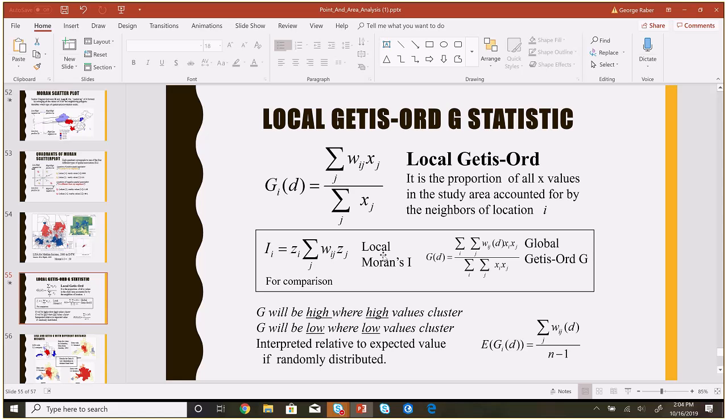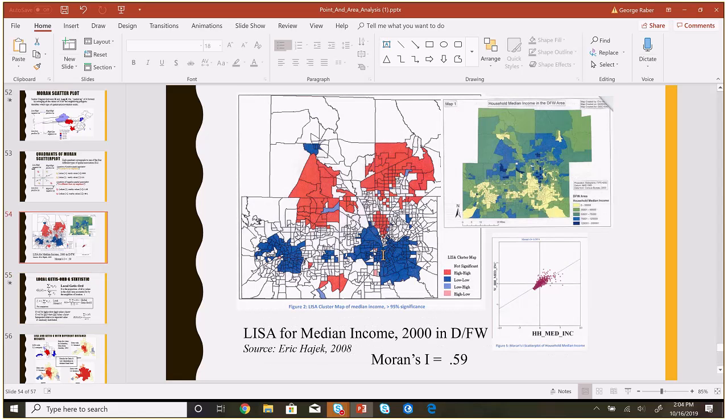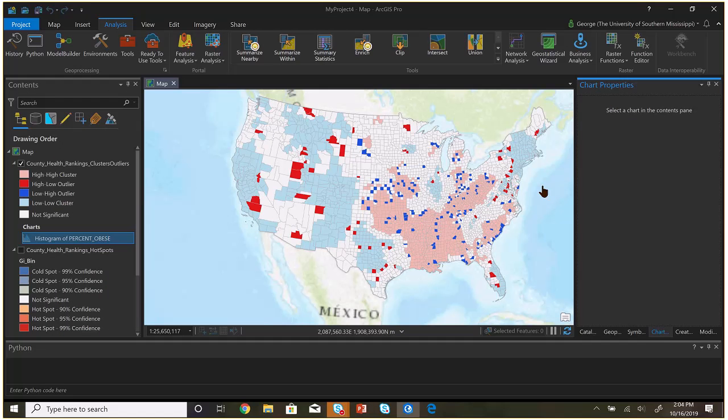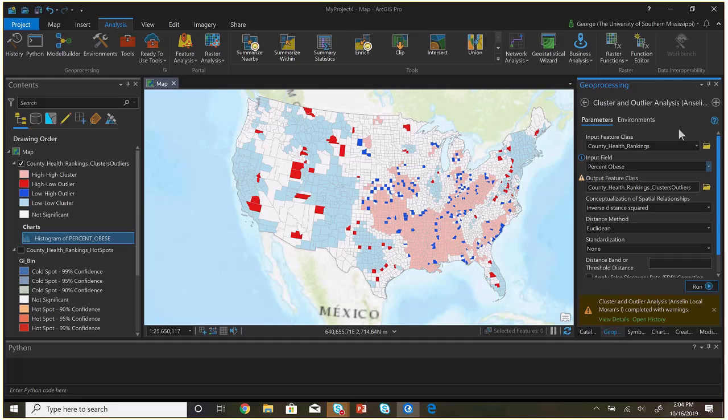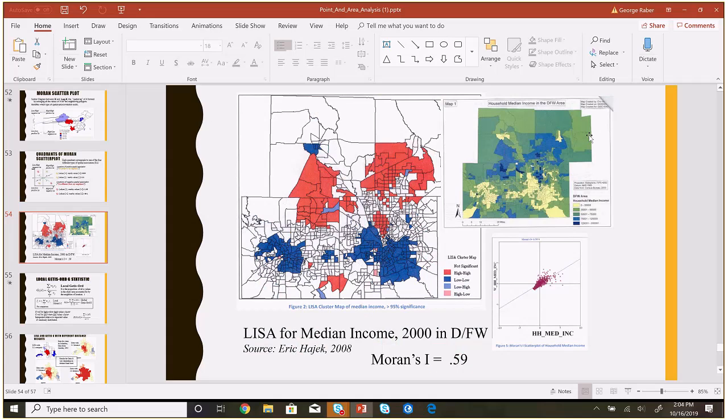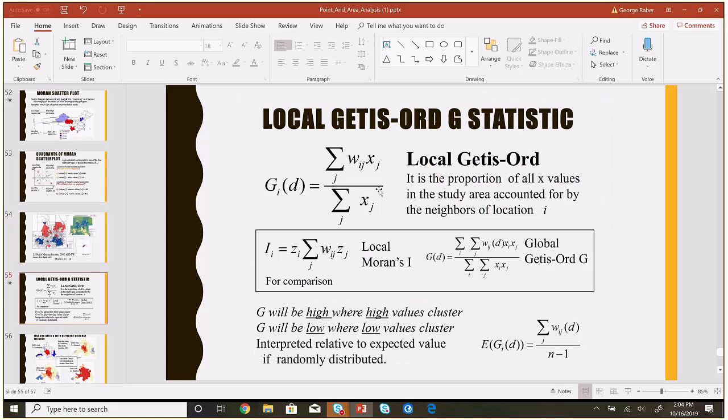So you're saying that the picture you just showed a minute ago is how people actually live or where people actually work? This is the city of Denver, and this is income mapped using this tool right here, local cluster and outlier analysis, local Moran's I. Okay. Yep.